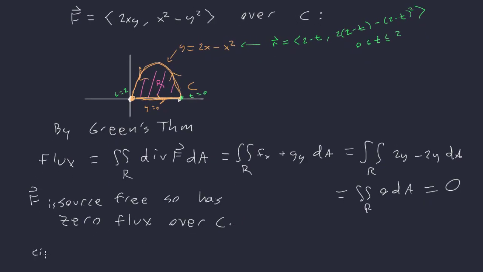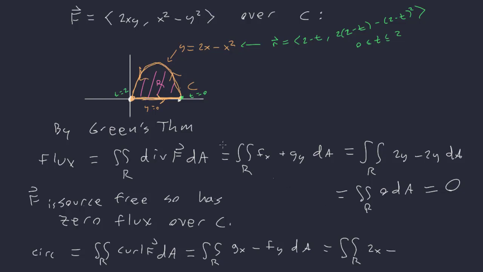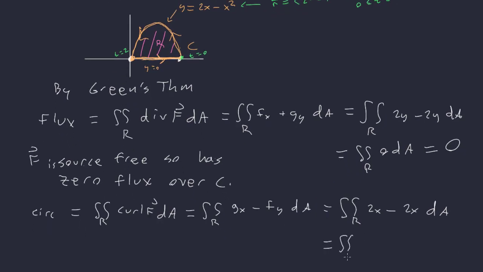Okay, let's find the circulation. So the circulation is going to be the double integral over R of the curl of F dA, which will be the double integral over R of g sub x minus f sub y dA. Let's see what we get now. So g sub x, that will be 2x, minus f sub y, which will also be 2x dA. And look at that, it doesn't even matter what the limits are because we're taking the double integral over R of 0 again.